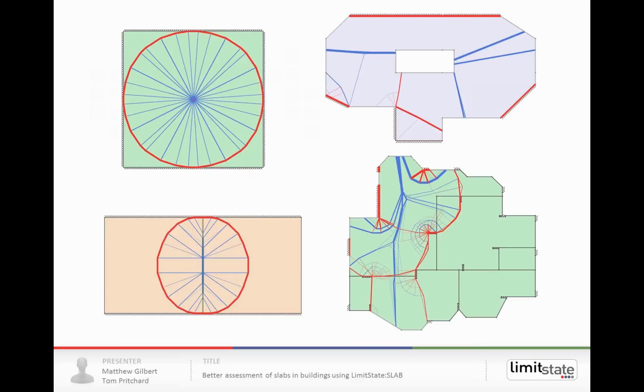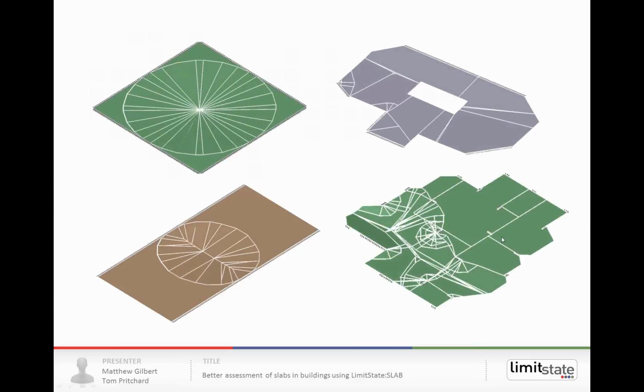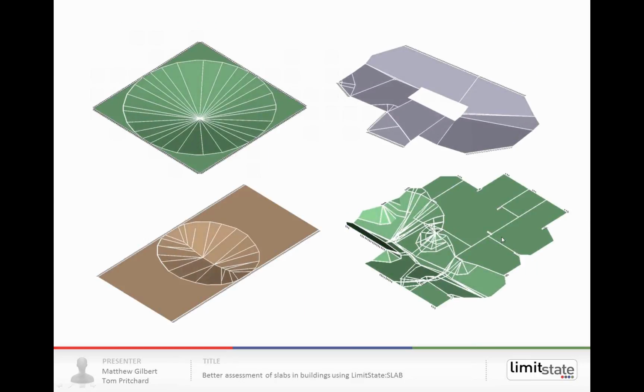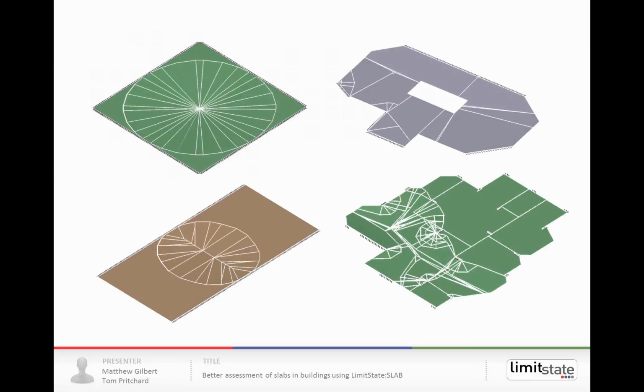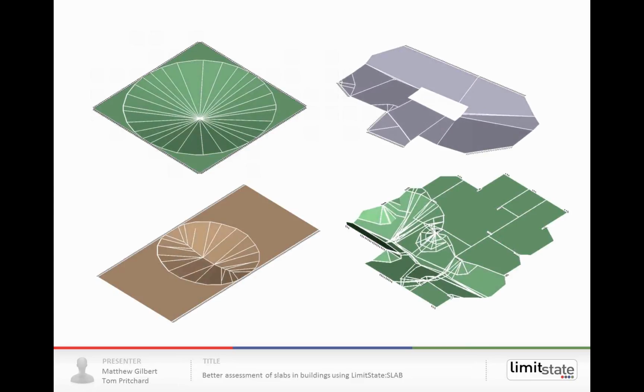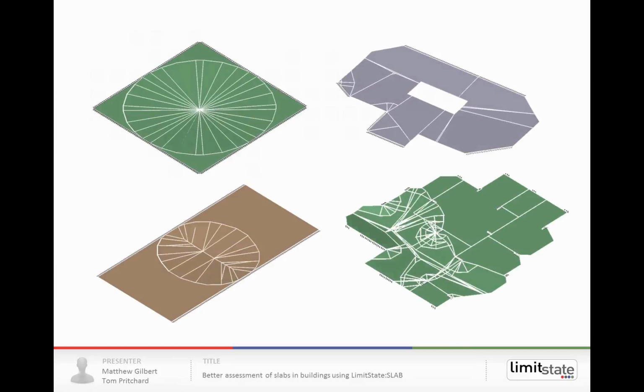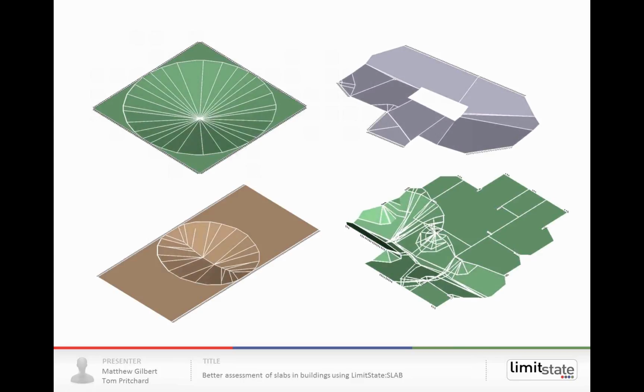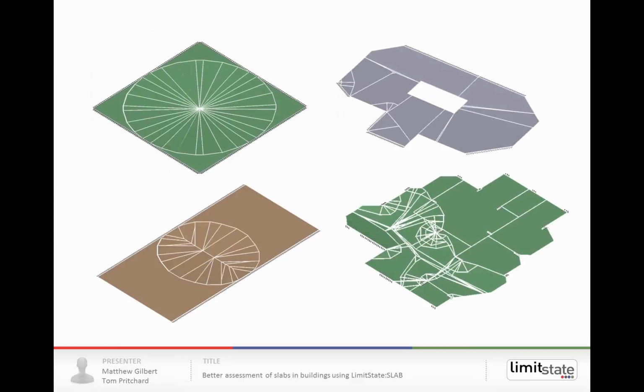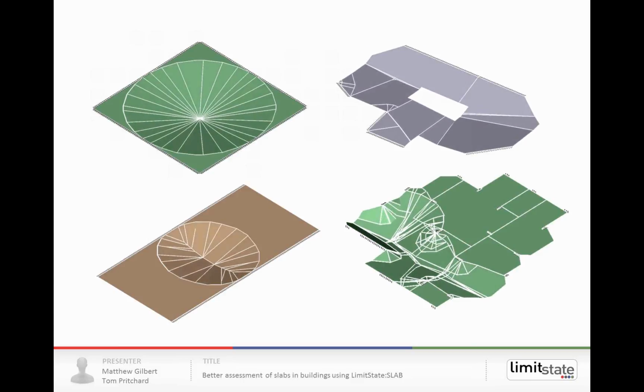On the right, we have a couple of yield line patterns which have been identified using LimitState SLAB, and what you can see is that they're more complex in form because of the irregular real-world nature of the structures in question. And the next slide shows those failure mechanisms brought to life through animation, so you can see exactly how those slabs are predicted to fail at the ultimate limit state.